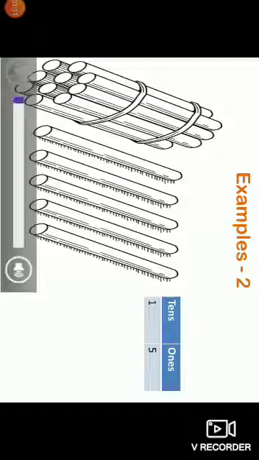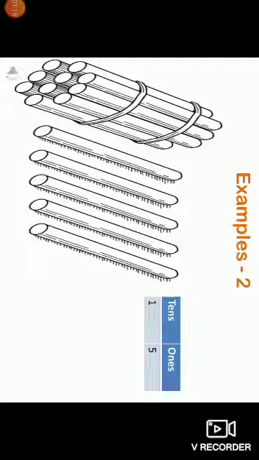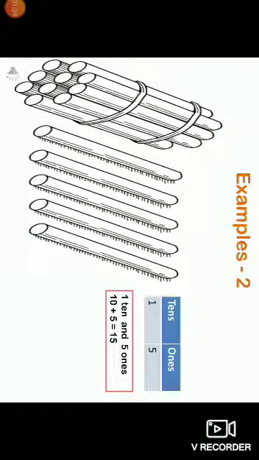Let us look at the second example, children. How many bundles of sticks are there? 1. So what I will put in 10's place? 1. And how many loose? 1, 2, 3, 4 and 5. So what number I will put in 1's place? 5. So I can now say that it's 1 10 and 5 ones.